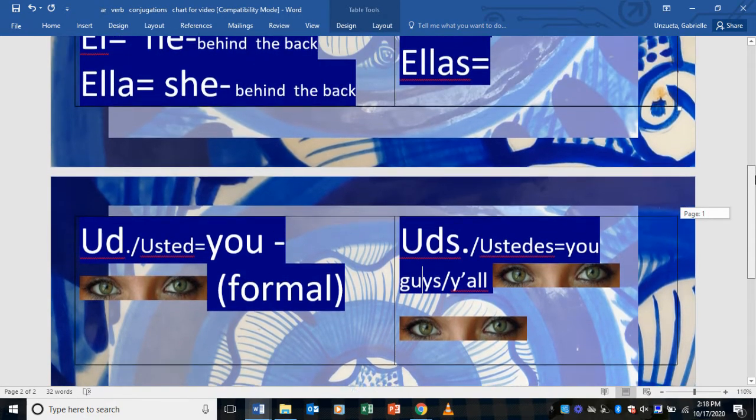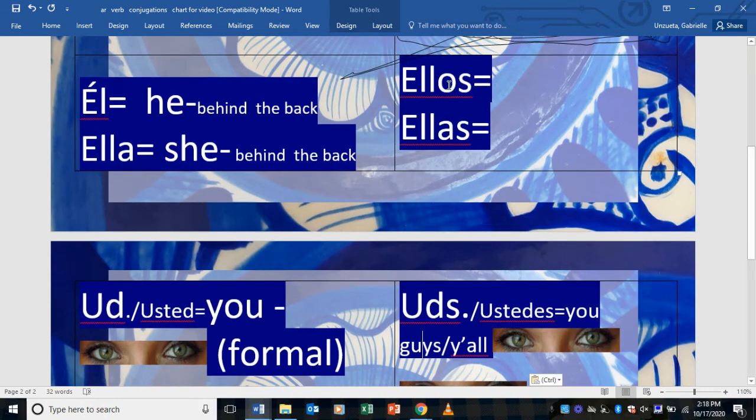Okay, now we're going to go back up to the ellos. Let's first, before we jump to ellos, jump back over to the singular side, él. How does he become plural? He invites a buddy along or a female friend along, and they become a group of they. So ellos means they, with one guy present. There must be at least one guy present to use ellos.